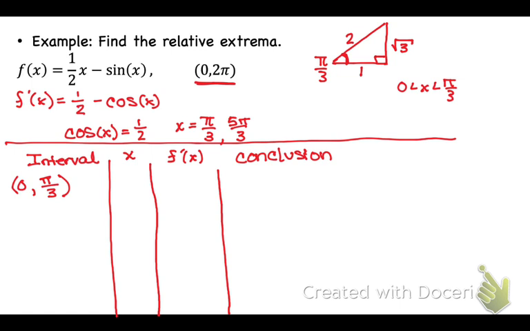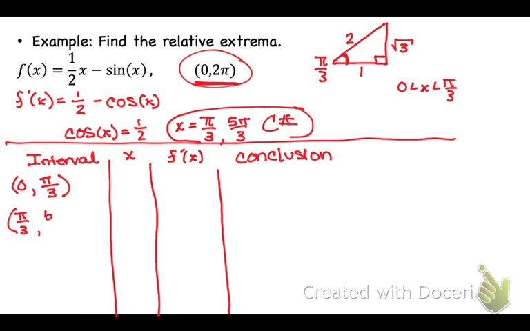Okay, then we leave pi over 3, and where am I getting these numbers from? From our interval and our critical numbers. So what's next? 5 pi over 3, and then 5 pi over 3 to 2 pi. She understood, she just forgot about the interval.